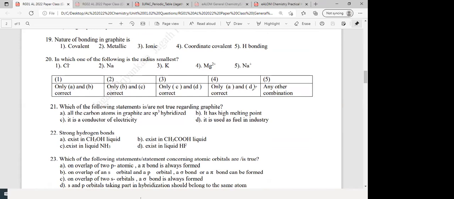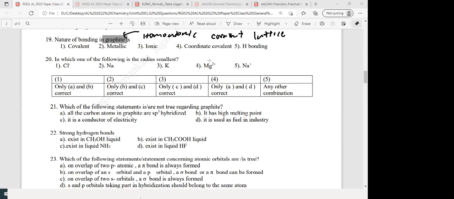Question number 19, who can give me the answer? Nature of bonding in graphite. You have done this in organic chemistry also. Bonding in graphite. Graphite is what? Homoatomic covalent lattice. So you can put an arrow towards graphite, right? Homoatomic, similar atoms. Homoatomic covalent lattice.